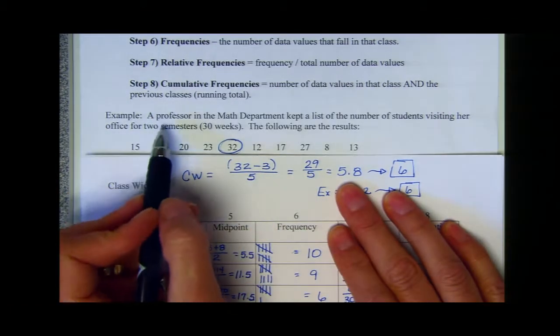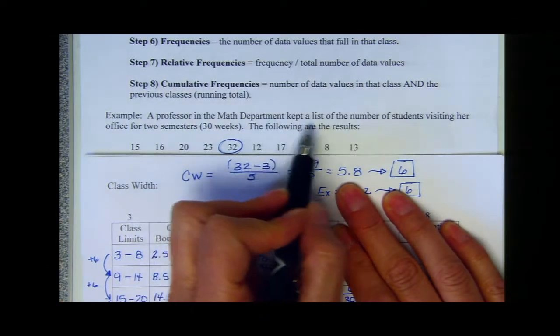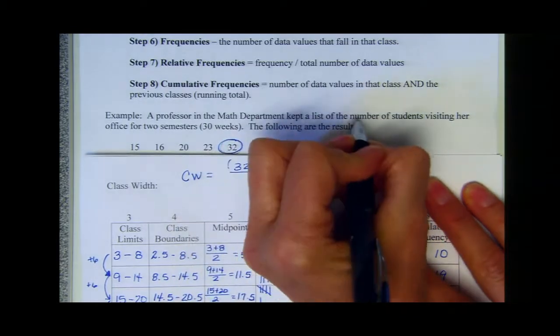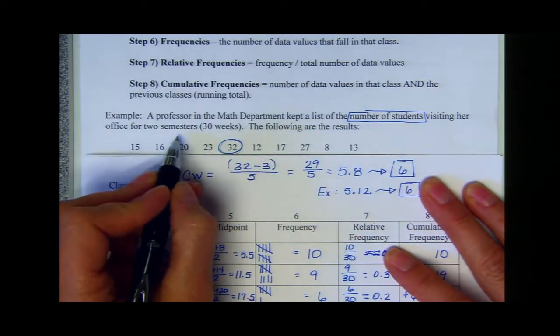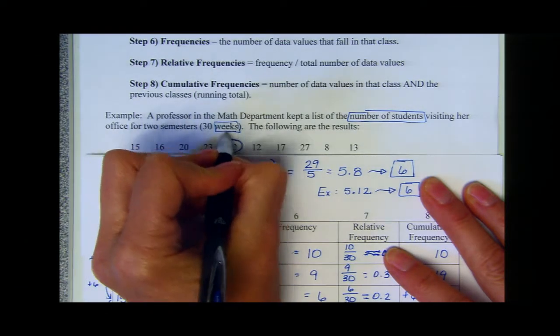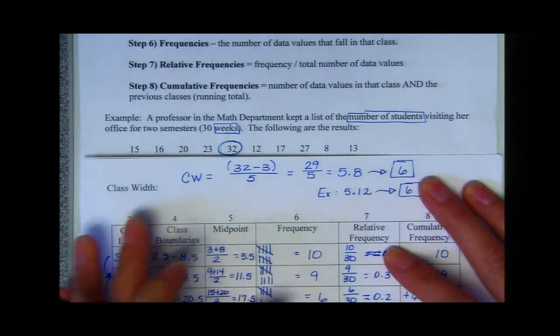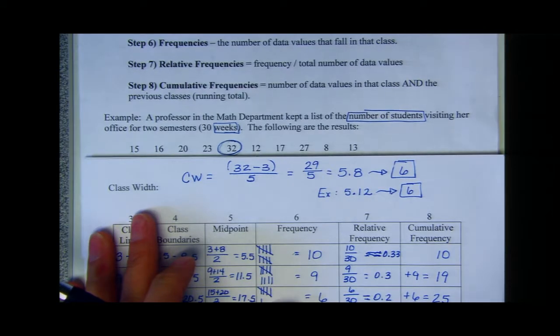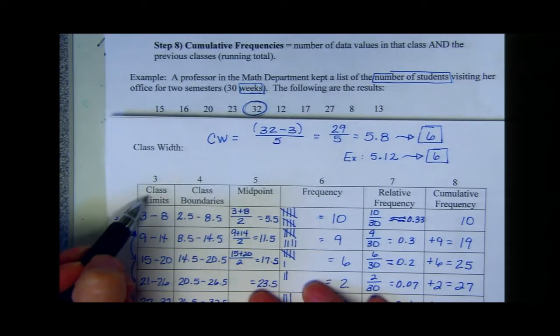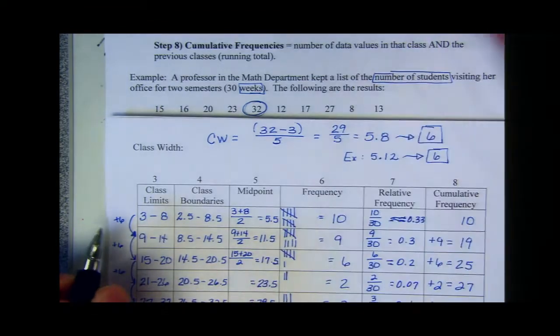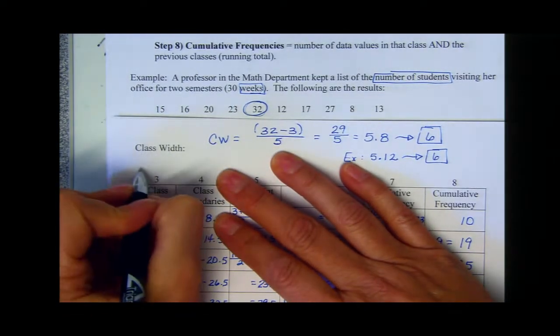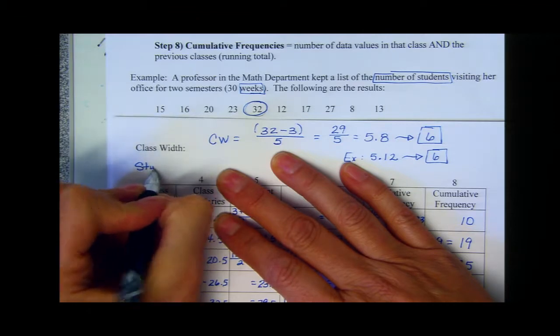All right, so we know a professor in the math department kept a list of the number of students visiting her office for 2 weeks. So it's or 2 semesters, which is 30 weeks. The following are the results. Now, here's why I wanted to mention that. Your class limits, this 3 to 8 is talking about there being 3 to 8 students that would visit the professor.